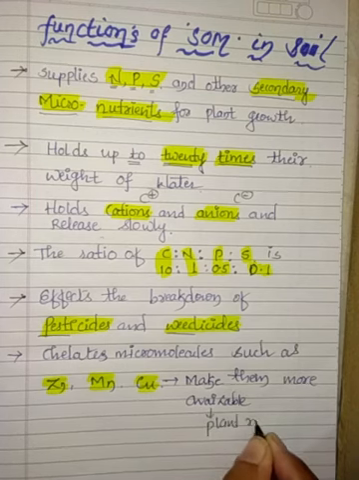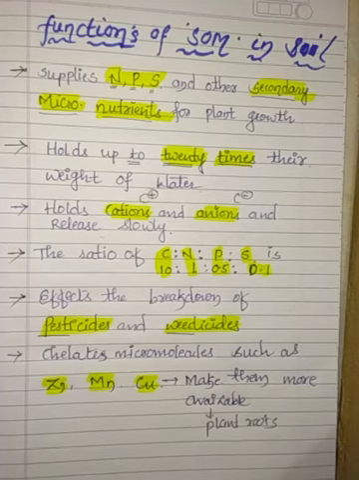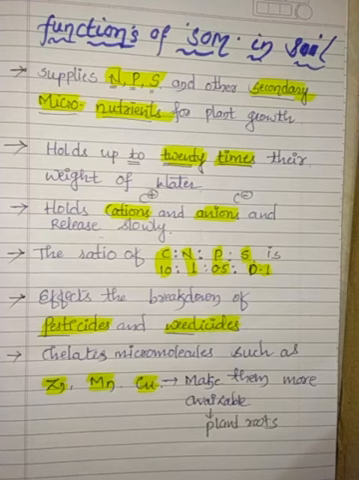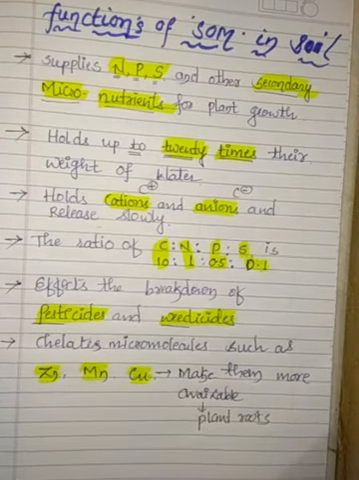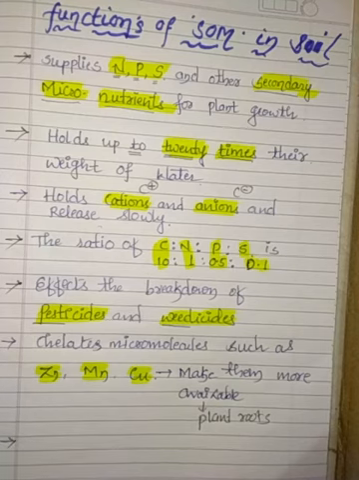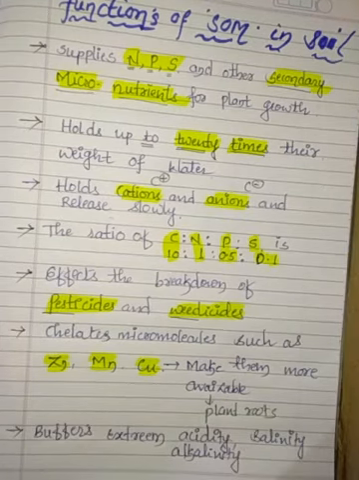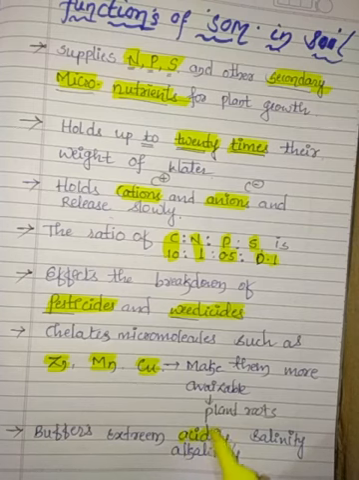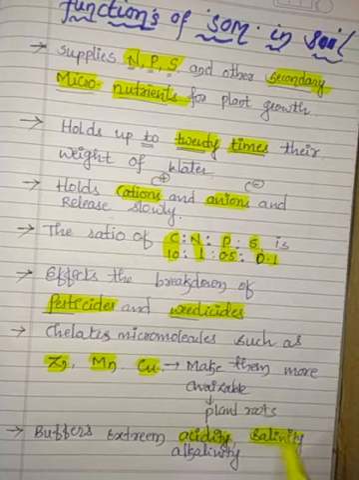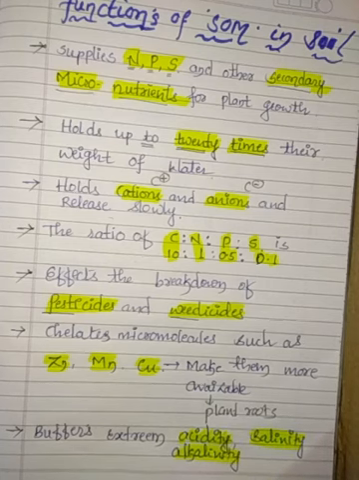Next, it can buffer extreme acidity, salinity and alkalinity. So what is the next function? It can buffer extreme acidity. If it is more acidic, it will make it somewhat basic. Next, it can buffer salinity, and alkalinity also will get buffered. So these are some functions of SOM itself.